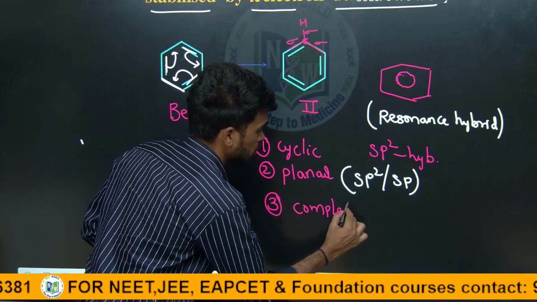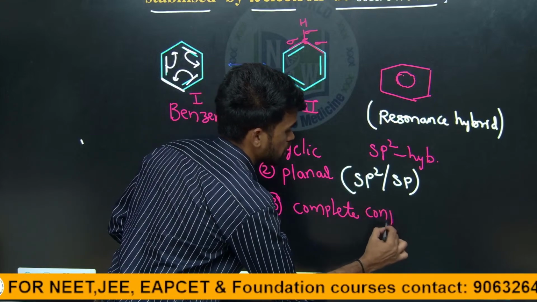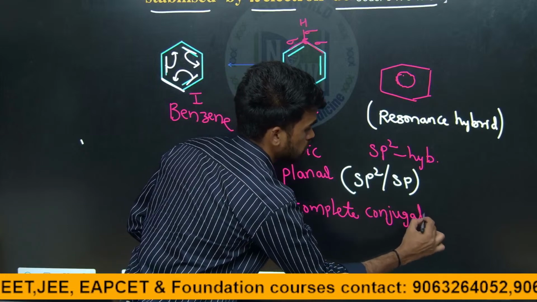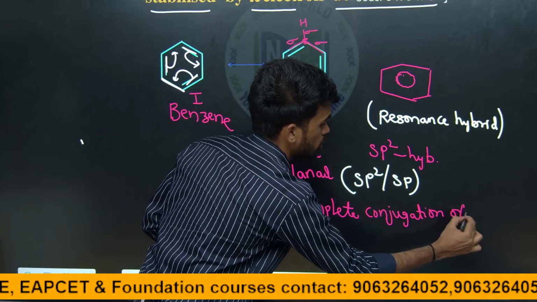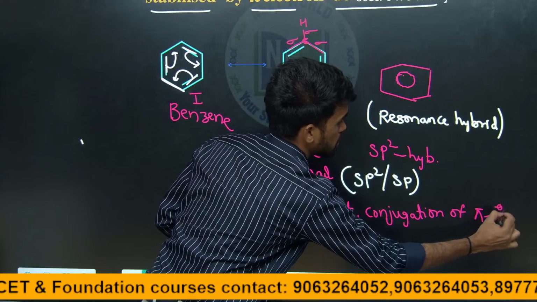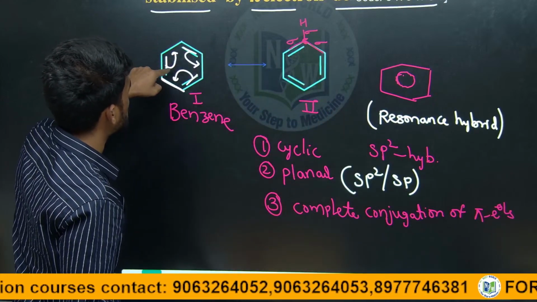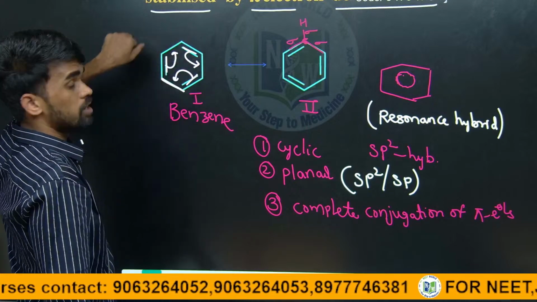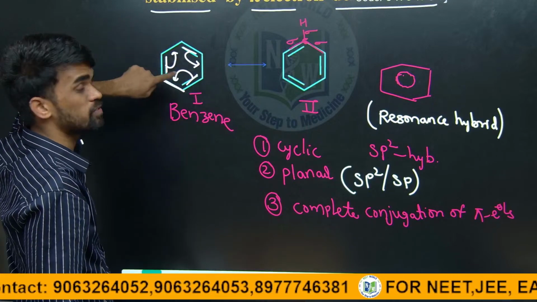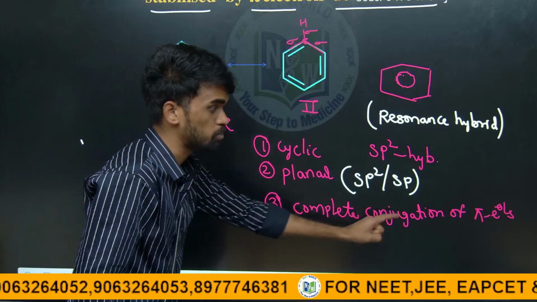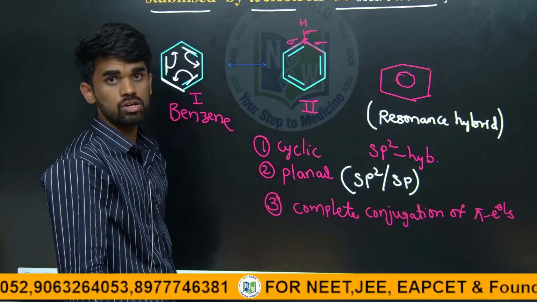Complete conjugation of pi electrons. See here, these are the pi electrons, and they are completely moving from one side to another. Complete circulation and conjugation of electrons is taking place. That is what complete conjugation of pi electrons means.